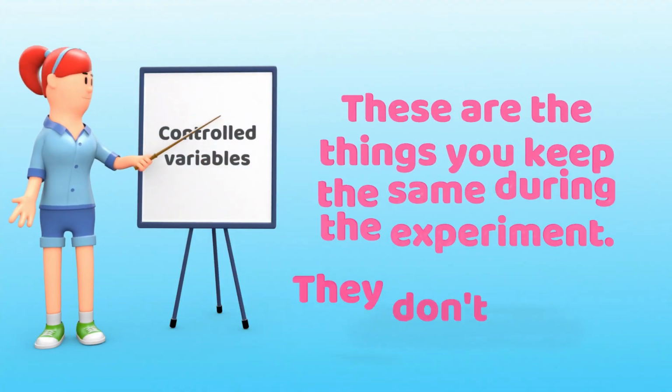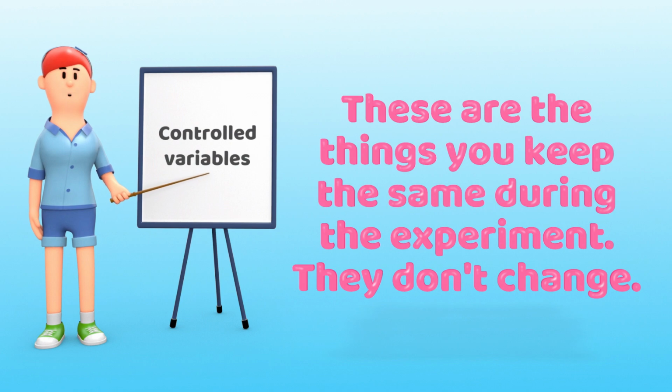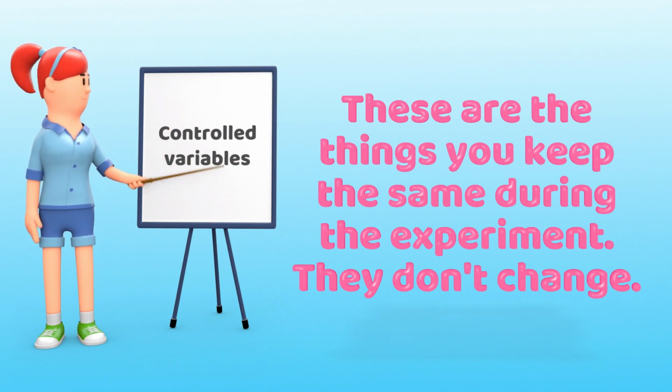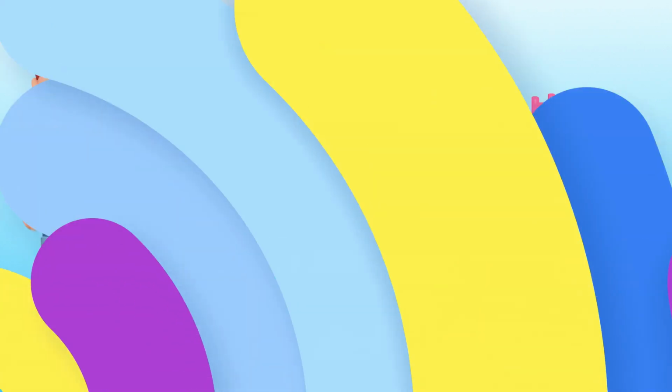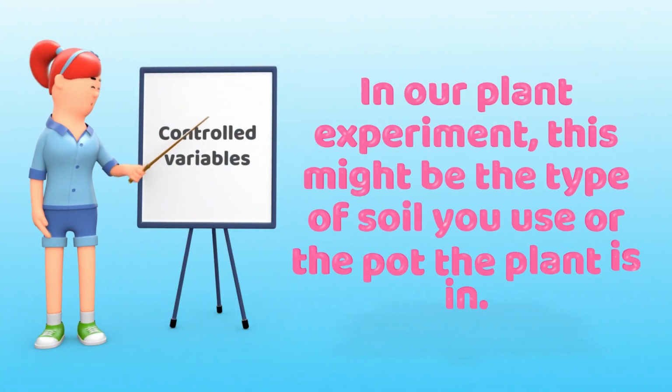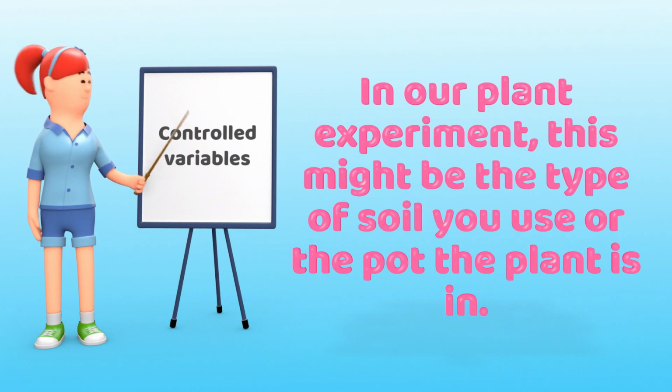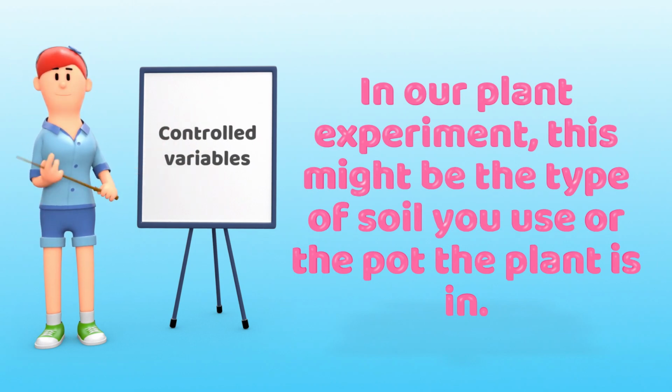Controlled variables. These are the things you keep the same during the experiment. They do not change. In our plant experiment, this might be the type of soil you use or the pot the plant is in.